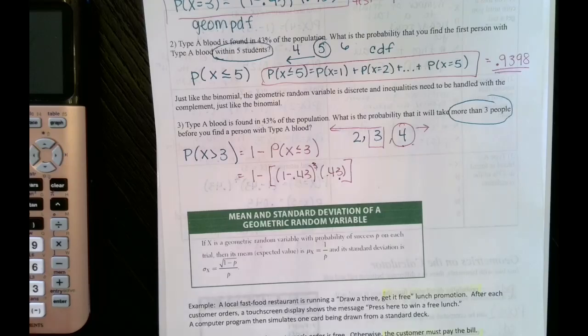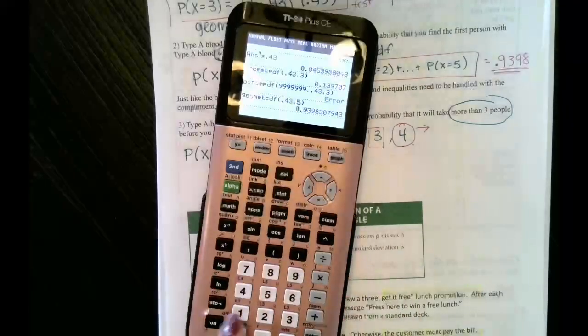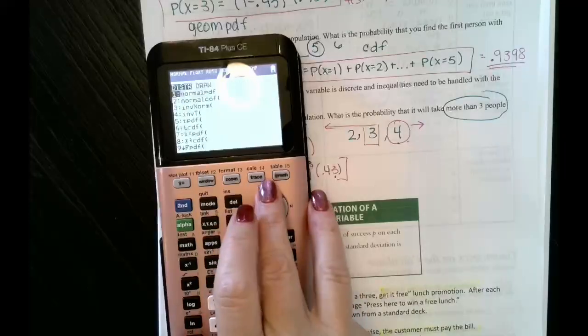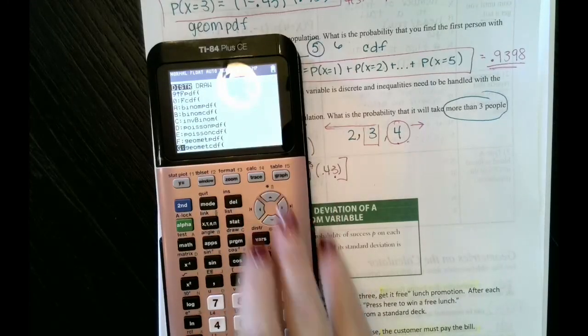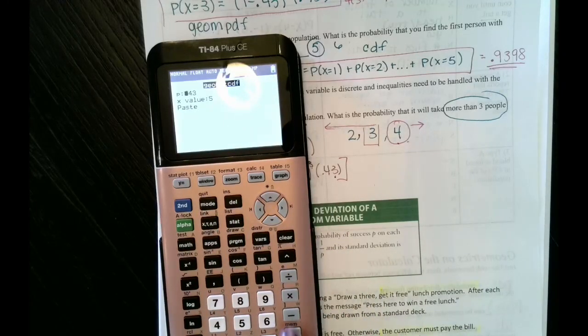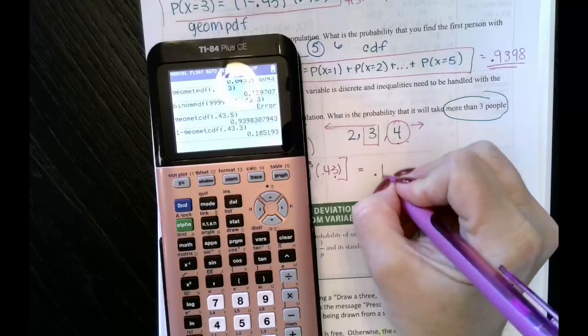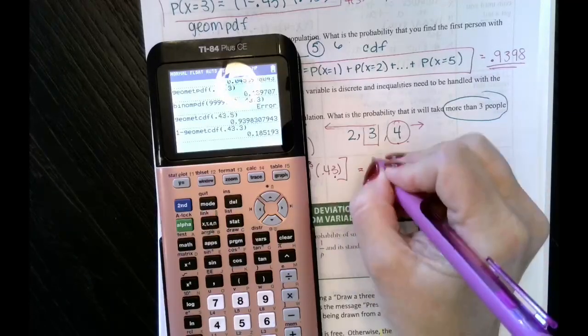Okay, so I can plug this in and I can say 1 minus, I'm going to go into my distribution, and I'm going to have geometric CDF. That's the same, and this value is 3. And this tells me that this value here is going to be 0.185.